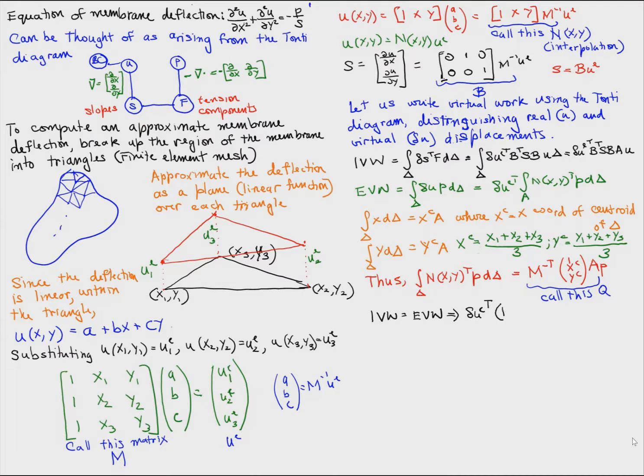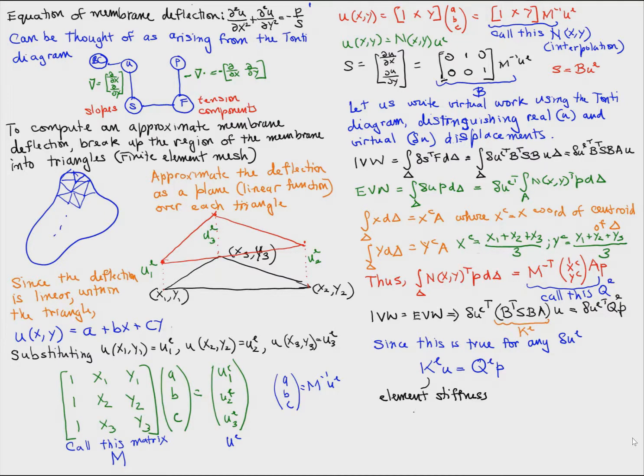Now if we set external virtual work equal to internal virtual work, and recognize that this statement must be true for any virtual displacement, we get the following equation. The stiffness matrix Ke times u e equals a load vector qe times the pressure P. So these are the element stiffness matrices. They're 3 by 3, and they can be assembled into the global stiffness matrix by the usual process.